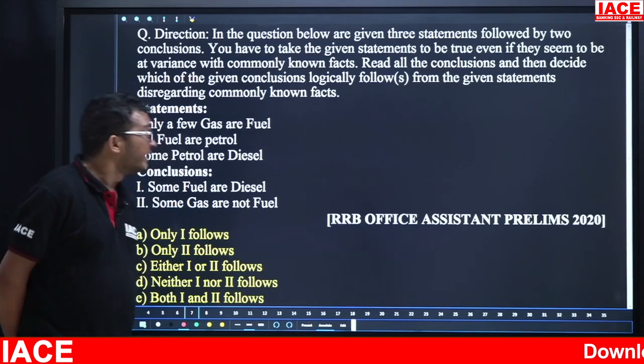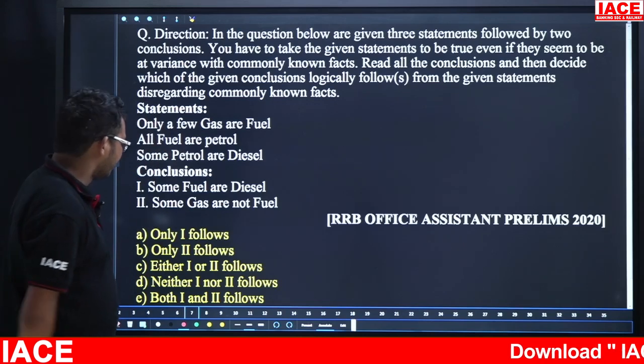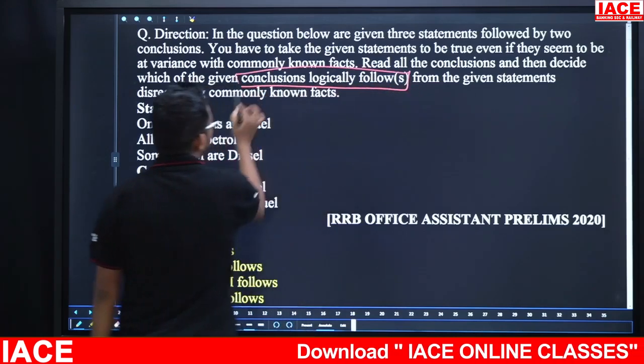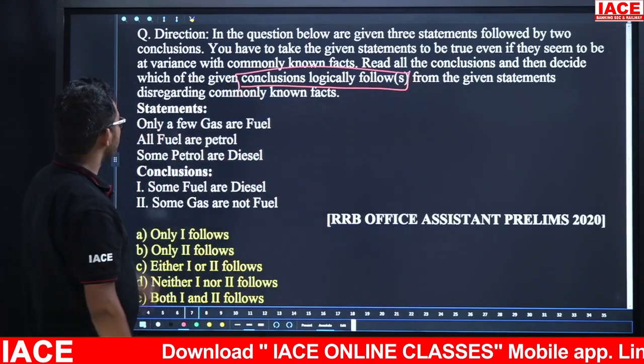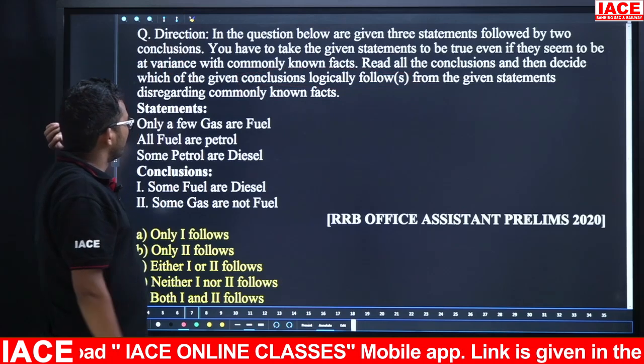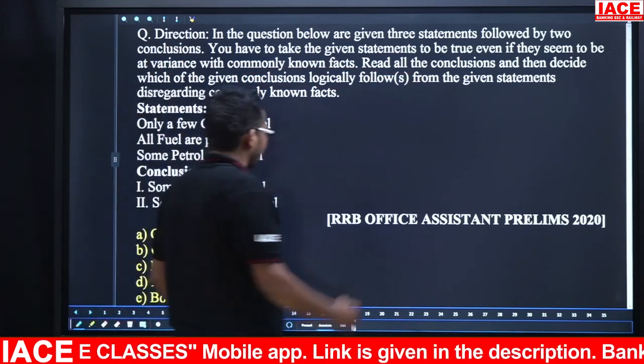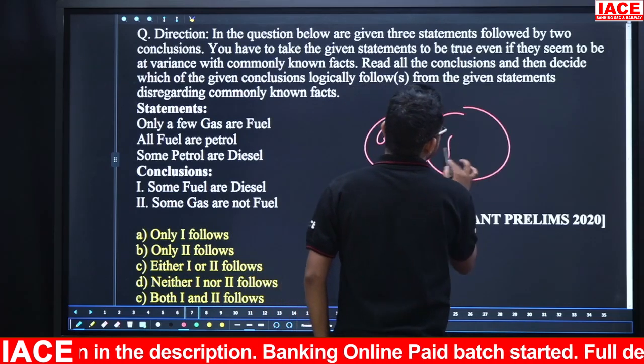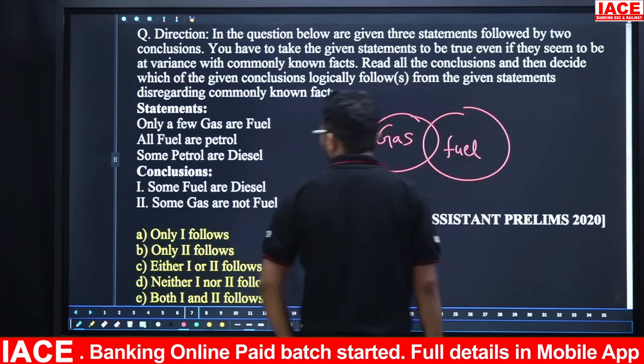Yes, time up. Here the given question is from syllogism. Here our requirement is which of the following conclusions logically follow. That means here true conclusions. Take here given statements. Only few gas is a fuel. Friends, take here gas. Some part of gas is a fuel. At the same time, some part of gas is not fuel.